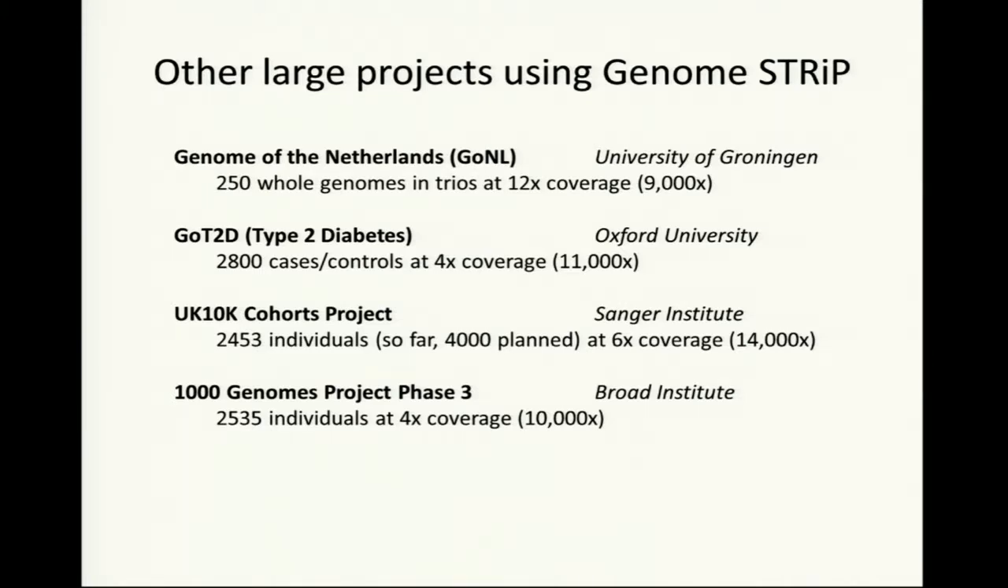Genome STRiP has also been used in several other large projects. In addition to 1,000 genomes, the Genome of the Netherlands project, which is wrapping up, which was 750 samples in a trio design. The GoT2D, type 2 diabetes consortium, the UK 10K project, which was at 6x coverage. And right now we're calling 1,000 genomes phase 3, which is 2,500 individuals. So these are some of the large projects Genome STRiP has been used in.